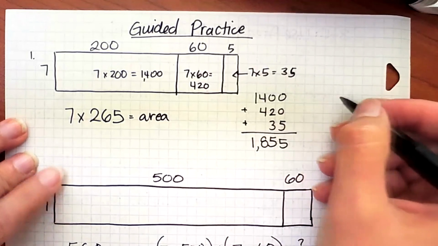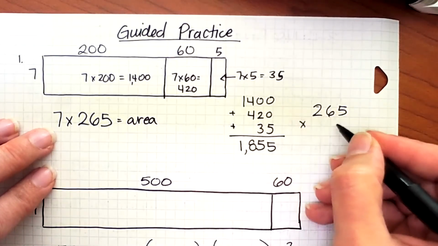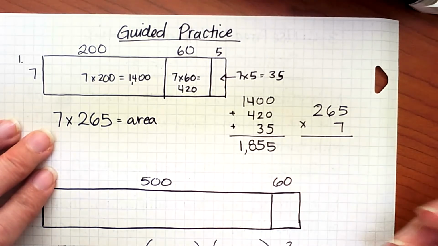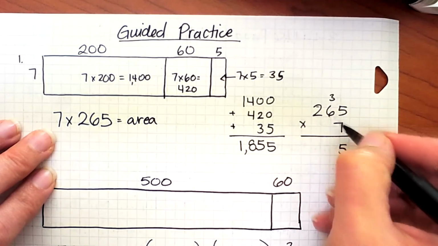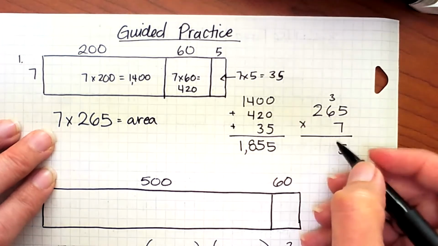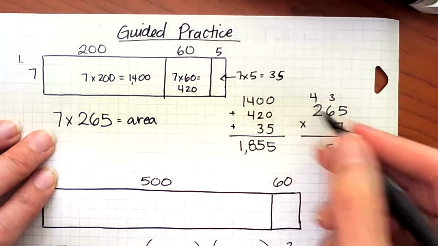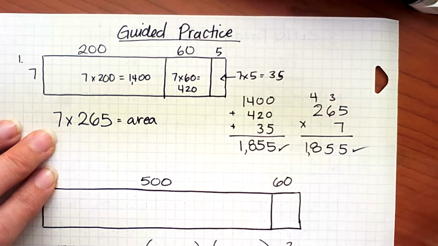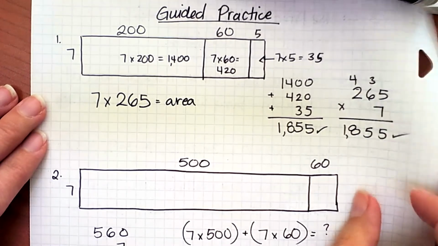Now I could have stacked and multiplied if I want to check my answer. So 265 times 7. You always want to check your work more than once to make sure that your answer is correct. So 7 times 5 is 35, put the 5, carry the 3. 6 times 7 is 42. 42 plus 3 is 45, put the 5, carry the 4. 7 times 2 is 14, plus 4 is 18. So I can see that my answer here and my answer here match. So that means I completed my area model multiplication correctly.